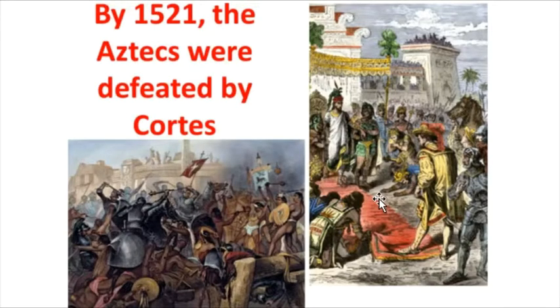So what about this guy named Cortez? Cortez landed in what is modern-day Mexico, eventually made it to the capital of the Aztecs, the capital city of Tenochtitlan, which is the site where the modern-day city of Mexico City is. And Cortez was able to defeat the Aztecs despite the fact that Cortez did not have as large of an army as the Aztecs did.